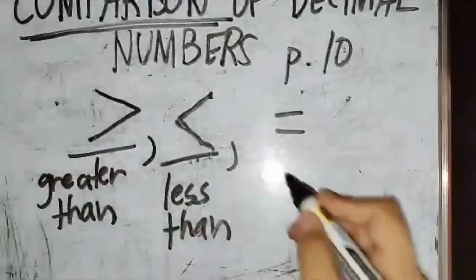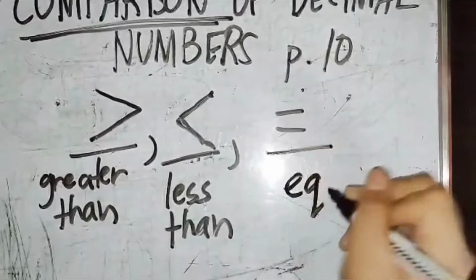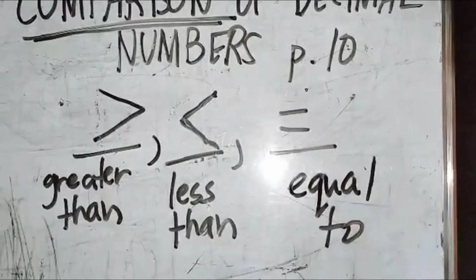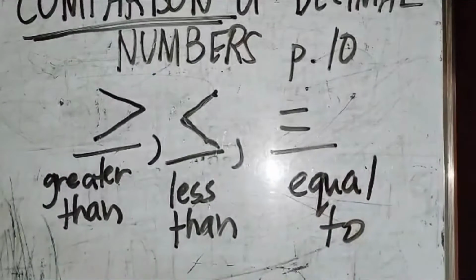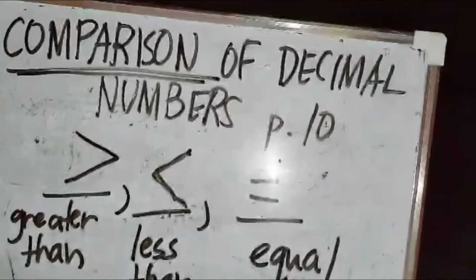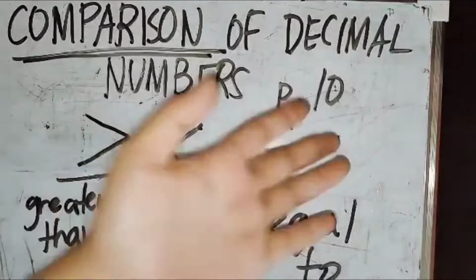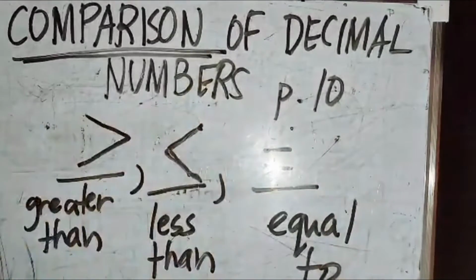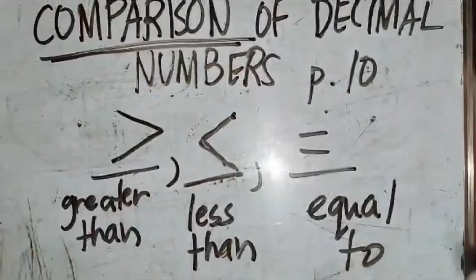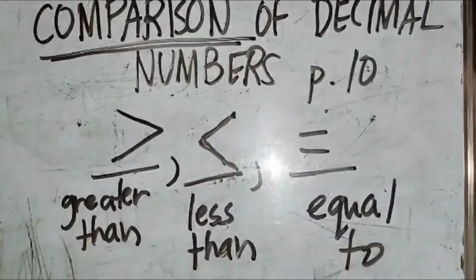And then this one is equal. Equal to. Or equals. Pwede rin siyang as equals or equal to. So these are the symbols that we use for comparison of decimal numbers. Actually, not only decimal numbers, but all of the numbers. Okay, let's give an example. So, tandaan niyang tatlong yan.